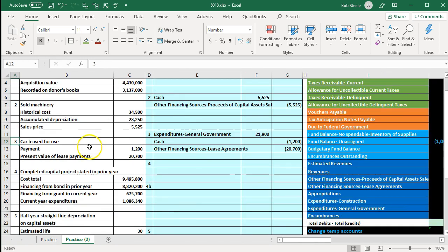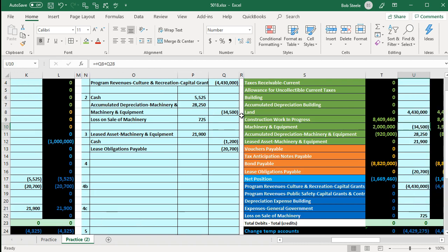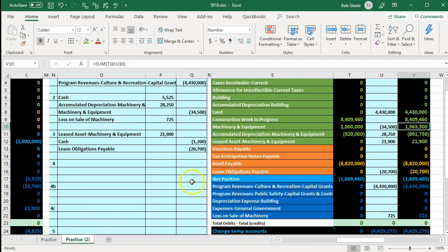So scrolling back to number 4. Number 4 says we completed a capital project started in the prior year. We have the total cost of $9,495,800. The financing from bonds in the prior year, $8,820,200, and the financing from capital grants in the current year, and then we have current year expenditures for the capital project. Let's start off recording this activity in the government-wide activity because that's going to be on an accrual basis. It'll be more familiar to what we have seen with regards to this type of activity.